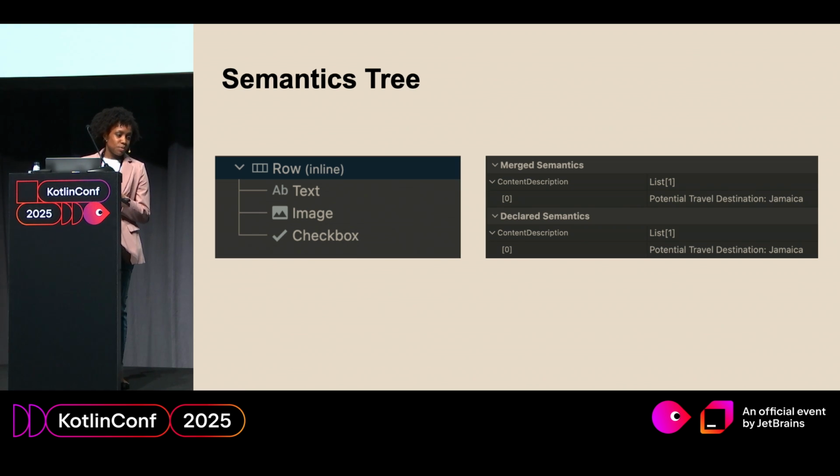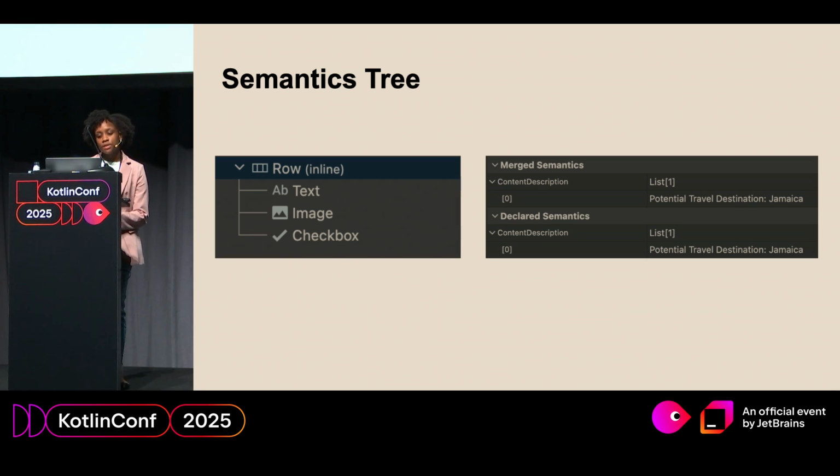So here is a semantics tree, or a different part of each one for the UI that we showed before. So this is the row, and we have our content description, we have merge semantics and declared semantics. The content description is just the description that's read out to a user when they're looking at your screen, or if it's in focus. And then we have declared semantics, which are explicit semantics properties declared directly in the composable using the modifier. It comes from the composable itself, and it's what you would explicitly define for accessibility or testing.